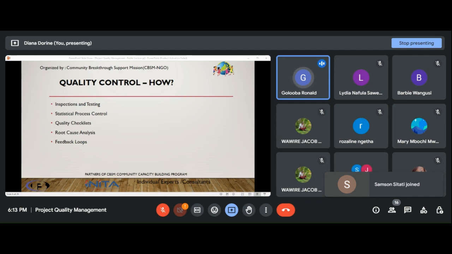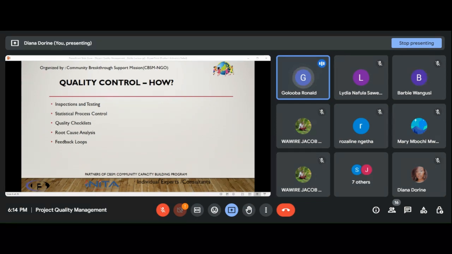And then we have root cause analysis, where we identify the underlying causes of quality issues and implement corrective actions to prevent recurrence. Then we also have quality feedback loops, and these gather input from stakeholders and different team members on the quality issues and areas for improvement. Next slide, please.